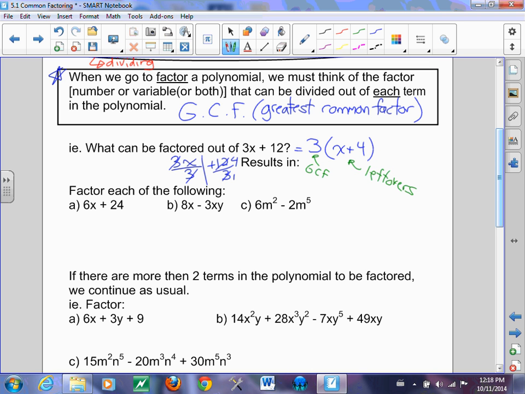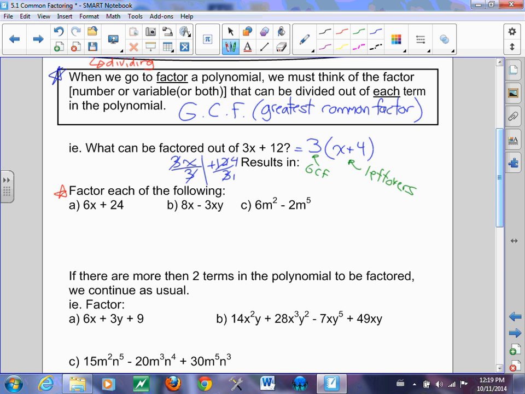Okay, so what we've done, folks, is we've just factored our first expression. Okay, notice now it's a product of 2 or more things. We've got a monomial called a 3, and a binomial called x plus 4. Okay, let's try some more here, ladies and gentlemen. So factor each of the following.